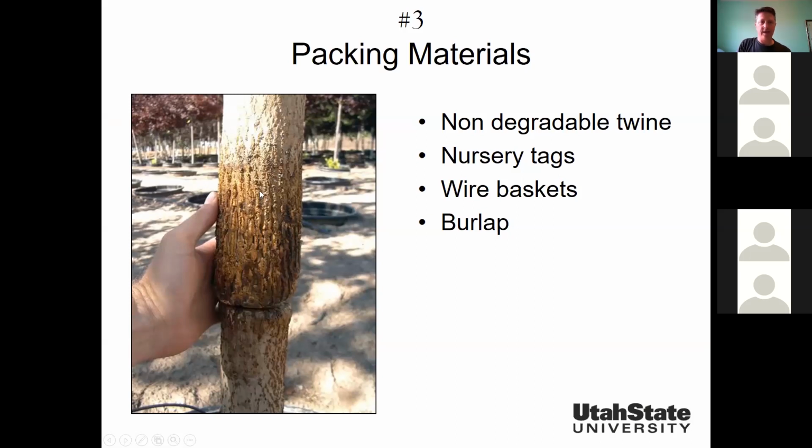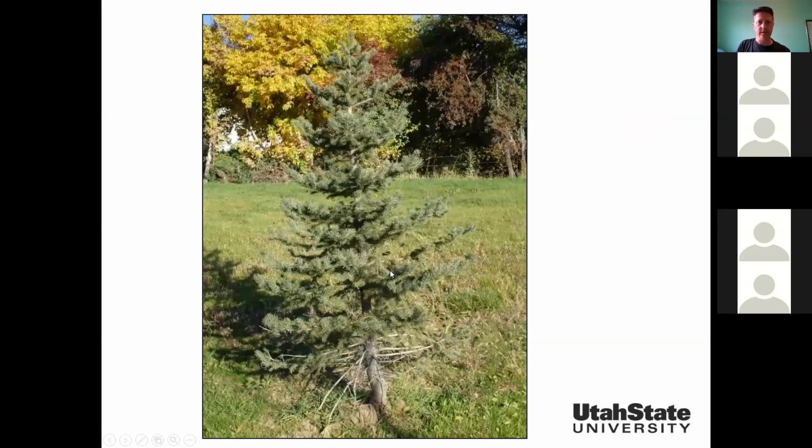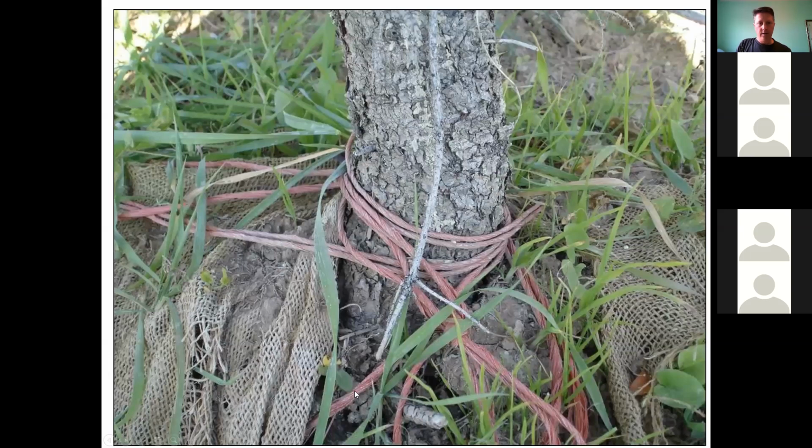That's a backup. That's like a big accident on the highway, and here we have the traffic is backed up. So all the nutrients and hormones that the plant was sending down to the root system have been backed up, and what usually happens here is the root system starves to death. So this is non-degradable twine issues, nursery tags, wire baskets, burlap, those kinds of things. So here's a little plant that had some twine on it. You can still see the burlap right here.